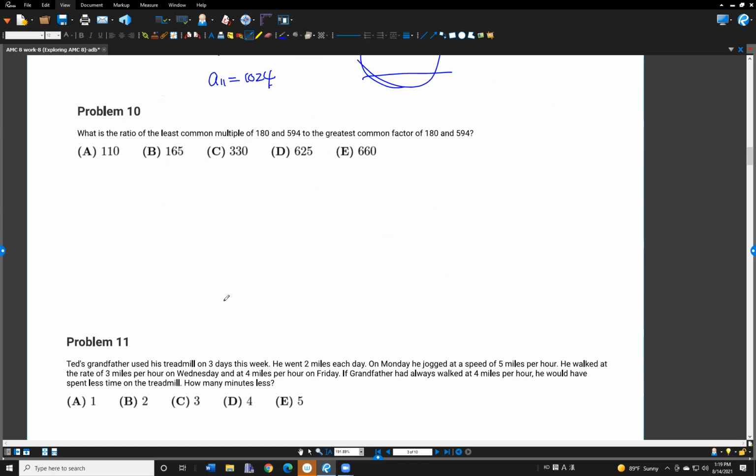All right, number 10 now. What is the ratio of least common multiple of 180 and 594? Least common multiple, LCM, the ratio is what? LCM divided by greatest common factor, LCM over GCF of 180 and 594. But the other one is also the same numbers, 180 and 594. What is the ratio of these numbers? Okay, can you find out this one?